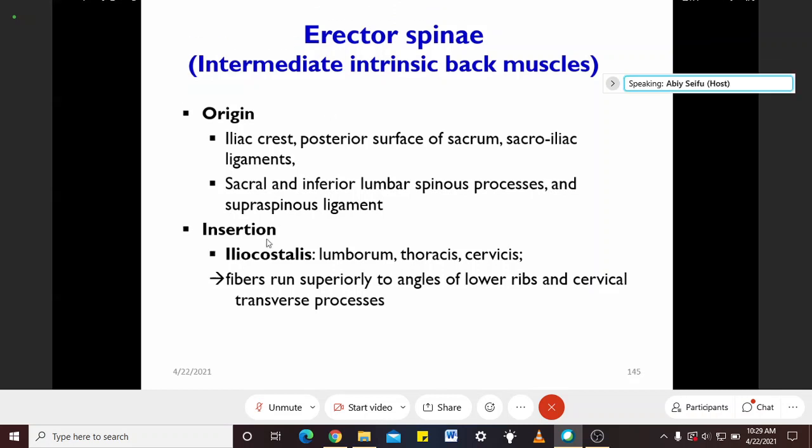Therefore, their insertion sites differ based upon the types of muscles. For instance, the iliocostalis lumborum is inserted on the lower part, and the superior parts, the thoracis and cervicis, are inserted on the angles of the ribs for the thoracic one, and on the transverse processes for the cervicis one. On the transverse process there are tubercles, an anterior and a posterior tubercle. The posterior tubercles serve for the attachment of these muscles.